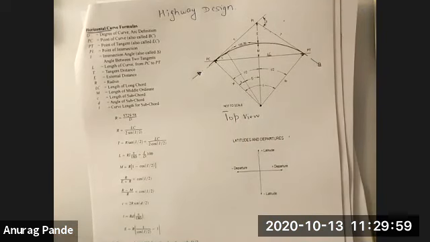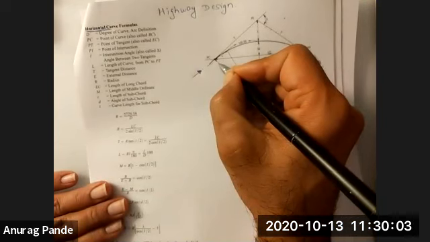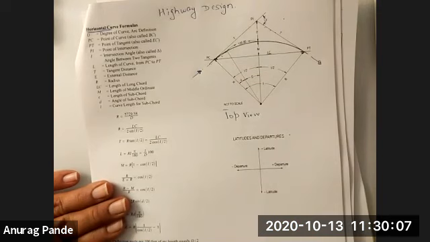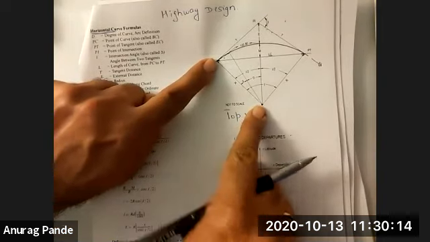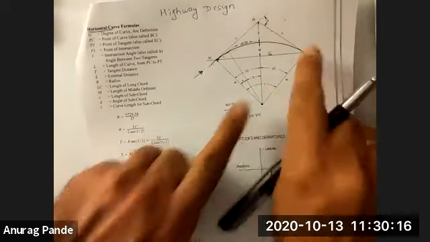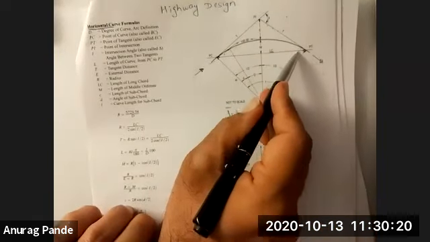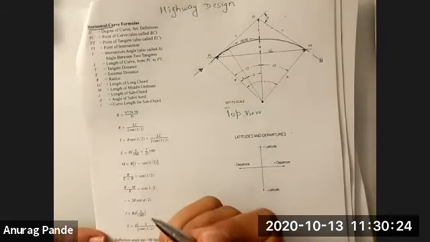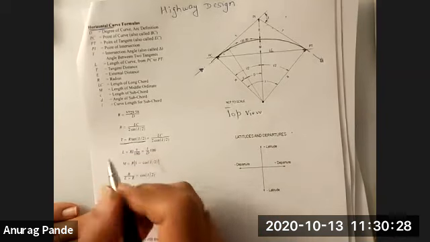You can deduce that from geometry because you know that the angle between the tangent and the radius is 90 degrees. So from here to here is a radius, from here to here is also a radius. These two lengths are the radius, and these two lengths are the tangent. So this angle is 90 degrees, and you can deduce a lot of things from that. One of the things that you can deduce is that T is equal to R tangent delta over 2.